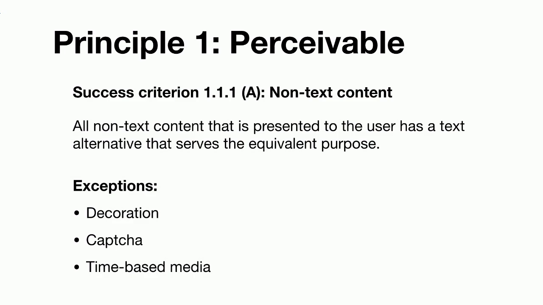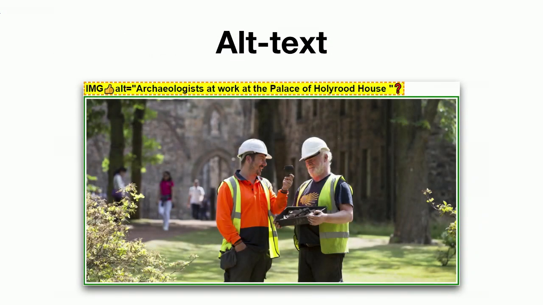So the first principle is perceivable, and it means that all content that is not in text should be described in text in some way. And of course, there are a few exceptions, such as CAPTCHA features that provide an alternative to a CAPTCHA image, for instance. Or images for decoration and time-based media, such as live audio or radio, video, or similar. And a very good example of this kind of content that needs to be described is images and photographs.